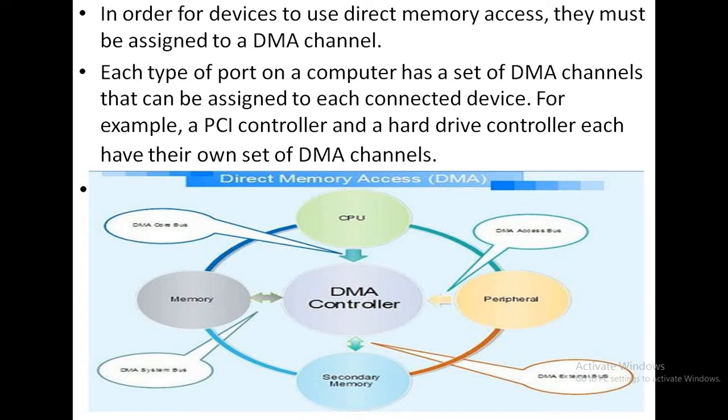In order for devices to use direct memory access, they must be assigned to a DMA channel. Each type of port on a computer has a set of DMA channels that can be assigned to each connected device. For example, a PCI controller and a hard drive controller each have their own set of DMA channels.